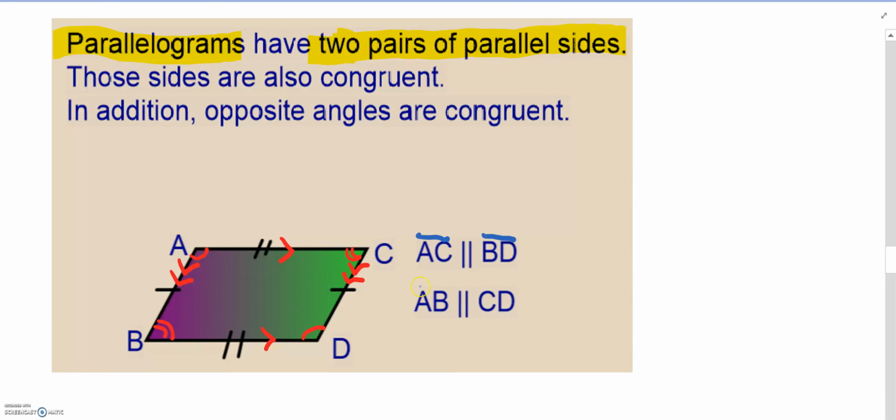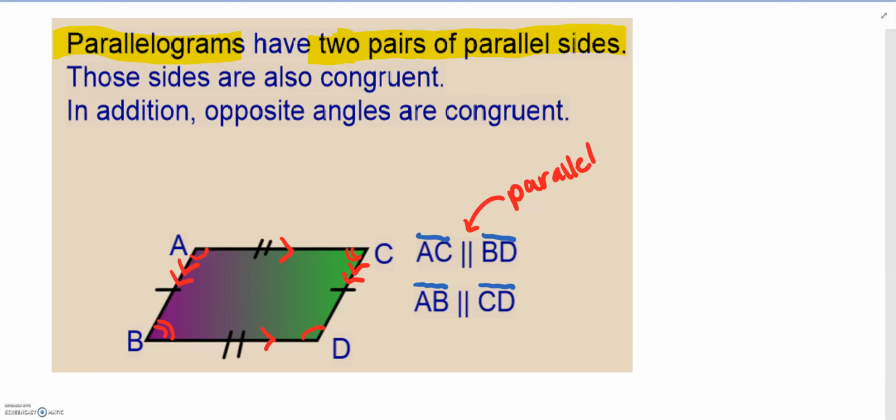Now, we'll also note that line segment AB is parallel to line segment CD. If you look at line segment AB, you'll see two arrows, and CD has two arrows. That lets you know those two sides are parallel to each other, but they're not parallel to AC and BD because they have a different number of arrows. All right, there's some other information that we know about parallelograms. These are the definition of parallelograms.